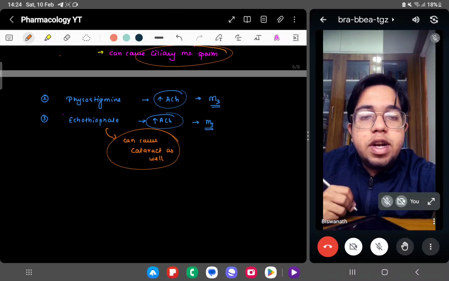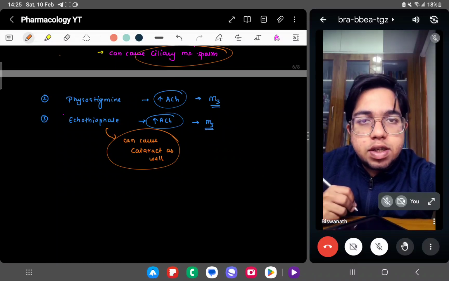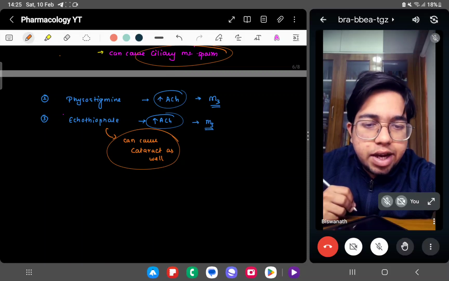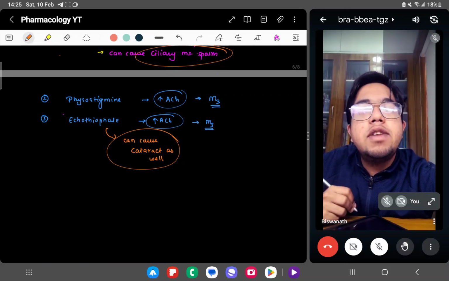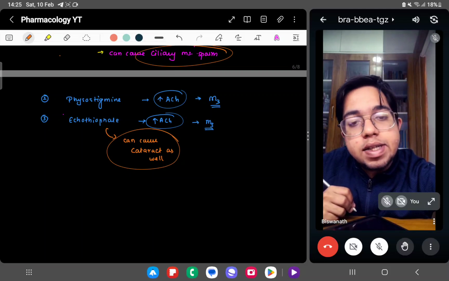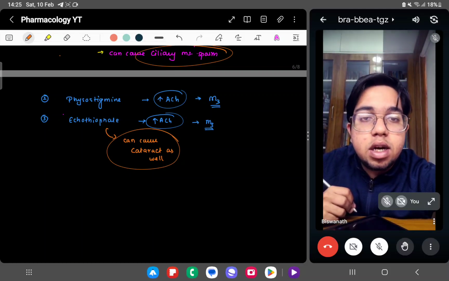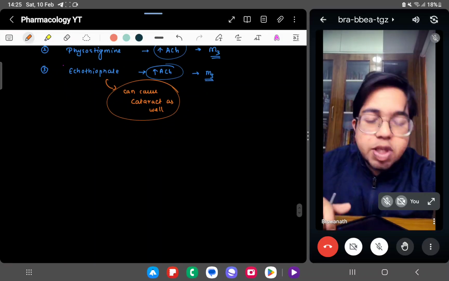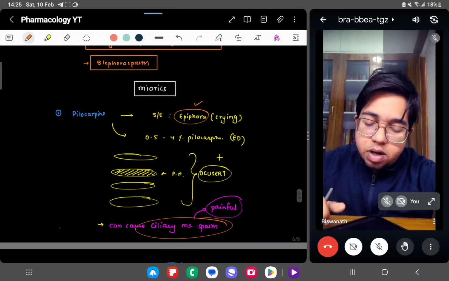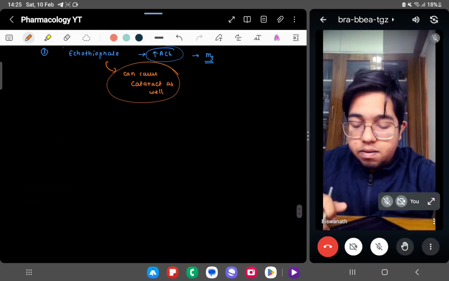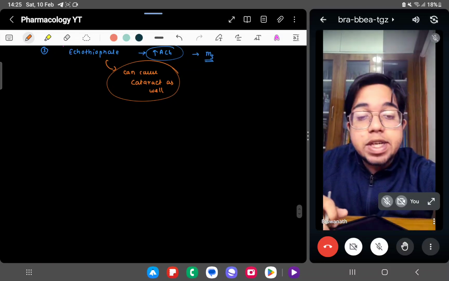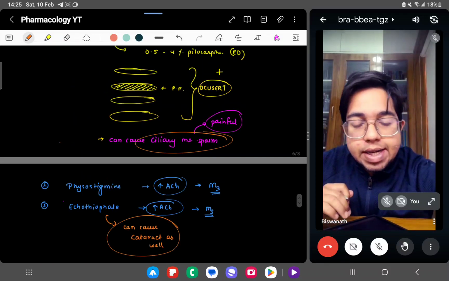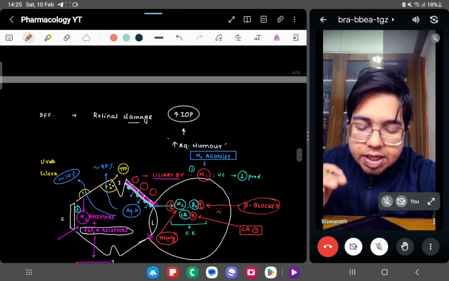Afterwards, we'll talk about some alpha agonists, and then some carbonic anhydrase inhibitors as well, which will be useful in controlling glaucoma, and then we'll end glaucoma. But for today, we'll be doing this much only, because I hope this much is enough for your university as well as NEET-PG or USMLE exams. I hope you understood the basic concept behind glaucoma.